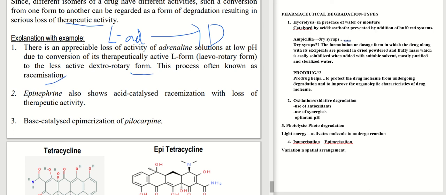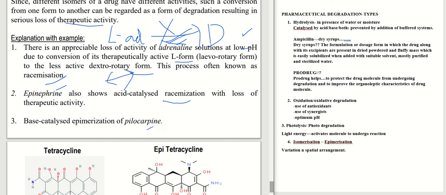So if we get to know how we can maintain the pH, then this conversion we can avoid. At low pH, this conversion is seen. If we maintain the pH of the formulation, then this conversion is not seen. The therapeutically active L form will remain as the active form. It will not turn into the dextrorotatory D form. Similarly, for epinephrine, acid catalyzed racemization is seen in presence of low pH, the same one.